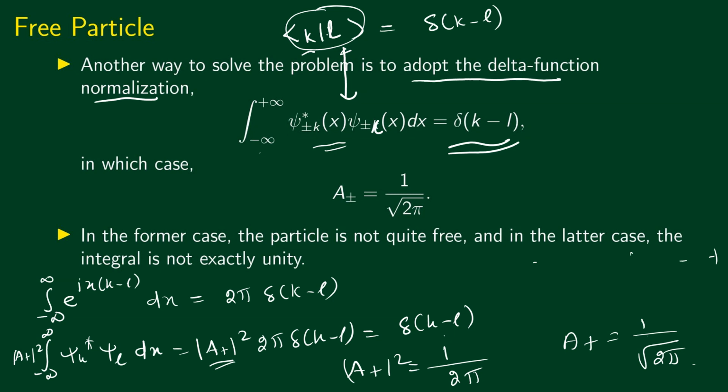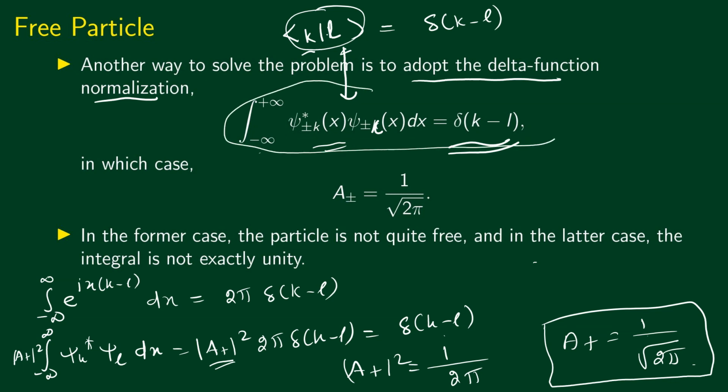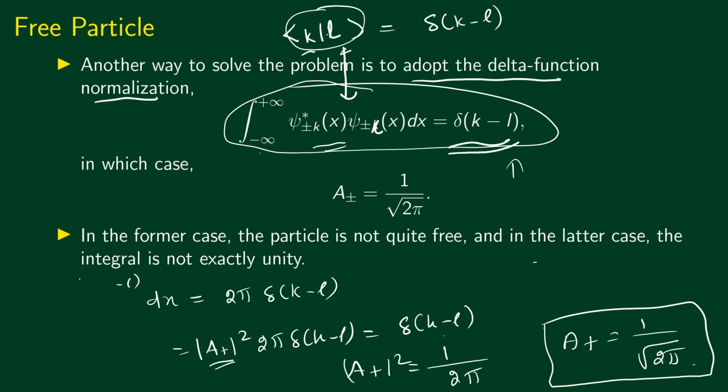Right? There could be a pure phase factor which is of no consequence. So we can write a plus equal to 1 divided by square root of 2 pi. Now if we choose a plus equal to 1 divided by square root of 2 pi, then this relation would be satisfied. If this relation is satisfied, then we can still make it workable. We can carry out calculations using this. It all works well.